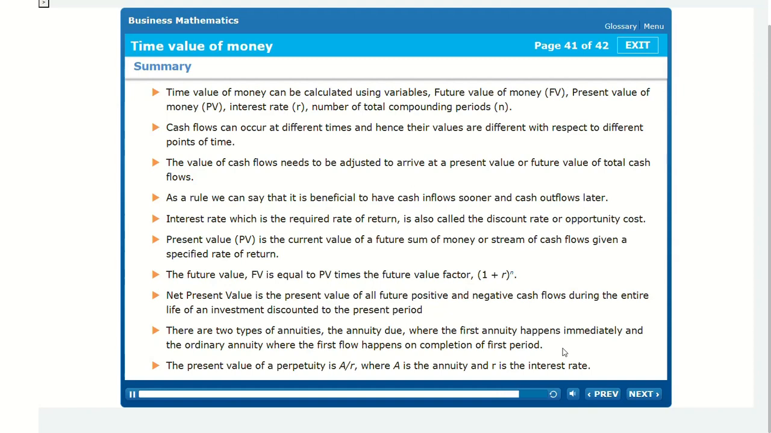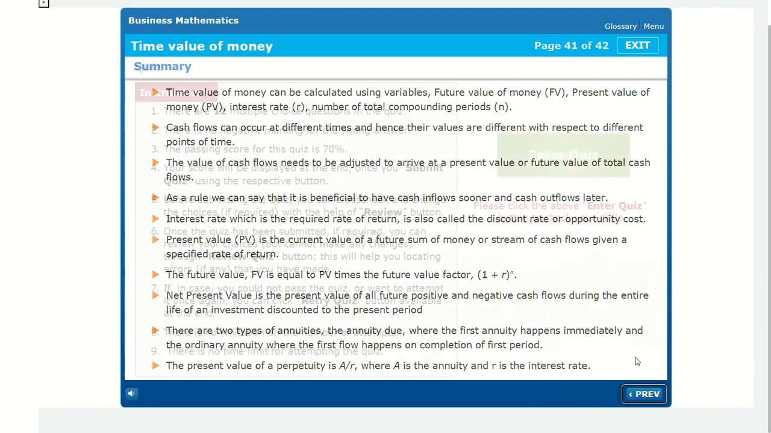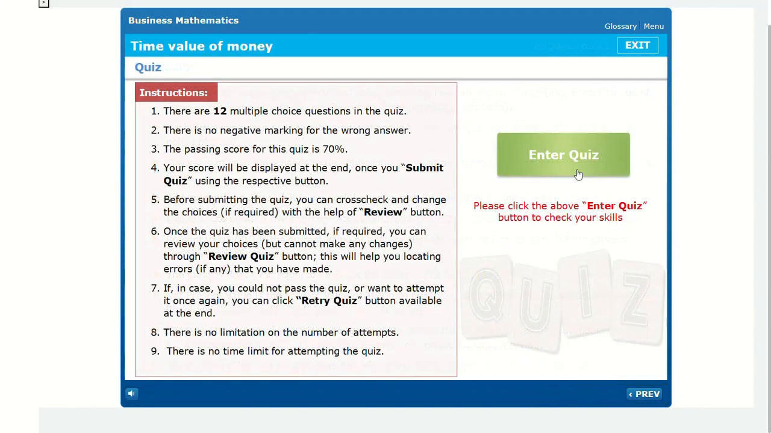The present value of a perpetuity is A by R, where A is the annuity and R is the interest rate. Please click the above Enter Quiz button to check your skills.